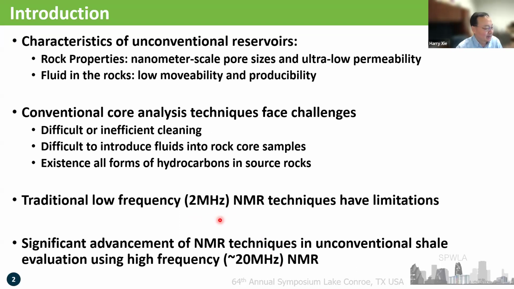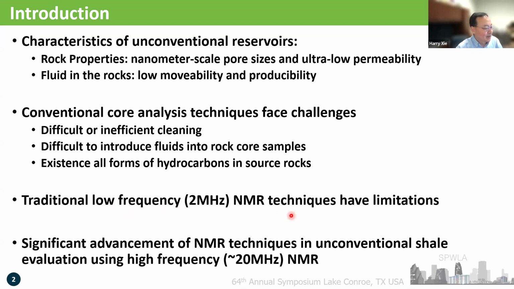For NMR work, we typically use 2 megahertz. In the past, people have used this kind of technique for many, many years. The reason is that the downhole logging tool is at a low frequency, about 1 megahertz or below, nowadays maybe close to 2 megahertz. So this is what we call low field, low frequency NMR.